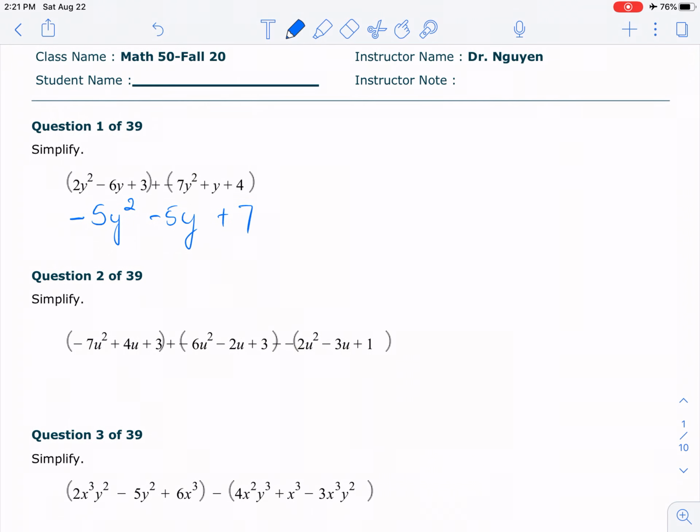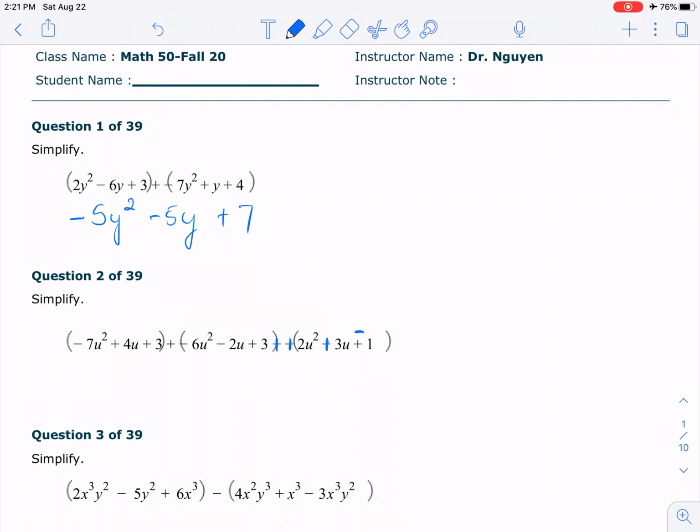For the next example, we have addition and then we have subtraction. So let's take care of the addition first. You notice that you can do all three together. So if I want to proceed with all three together, I'm going to change the sign for the third one because this is minus. So I'm going to change to addition and you change everything else in here.